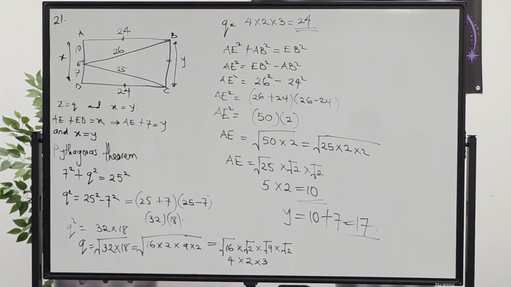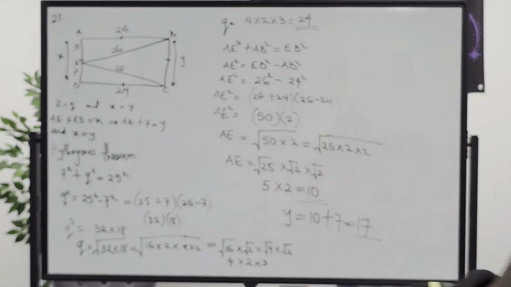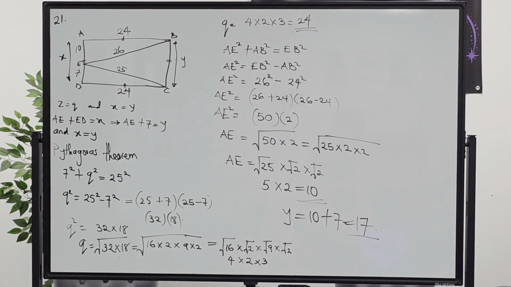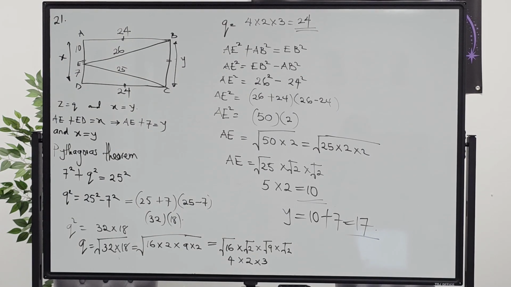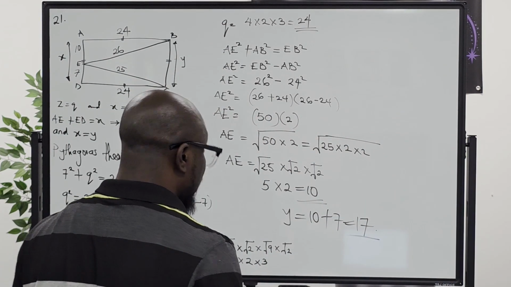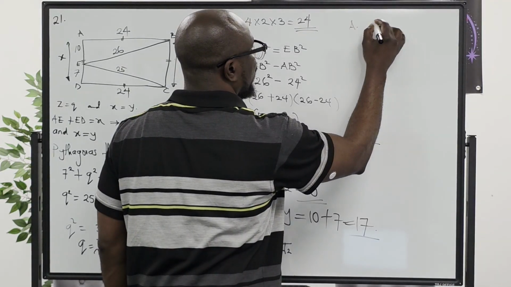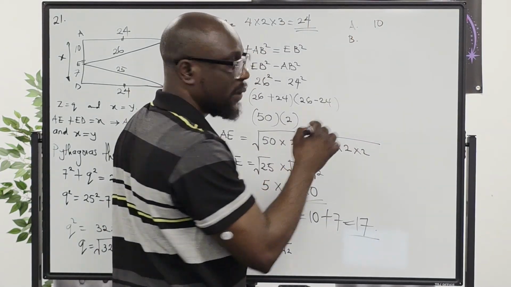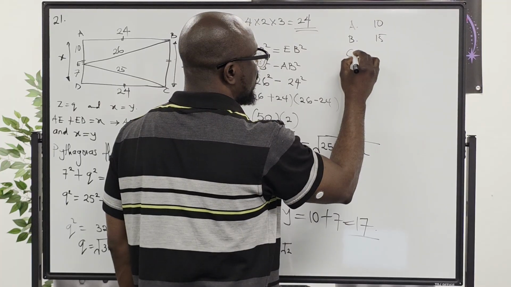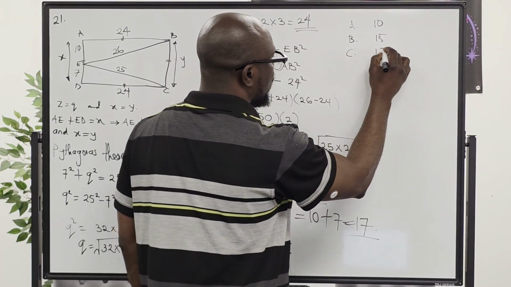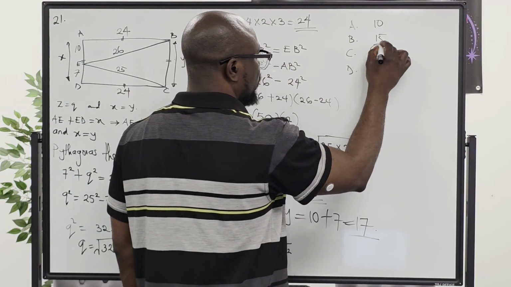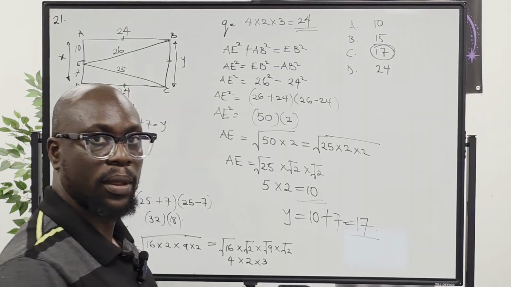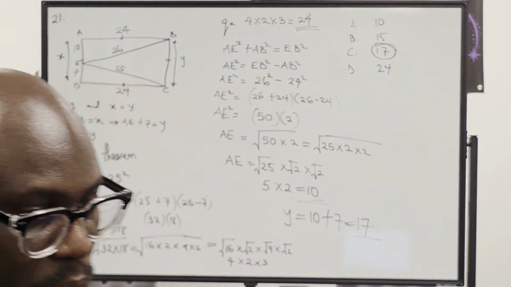The options that were provided: option A is 10, option B is 15, option C is 17, and option D is 24. So your answer is 17, and that's what we got right here. So that's how you solve question 21.